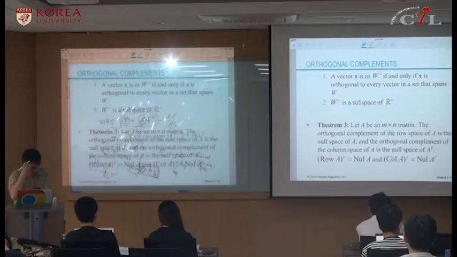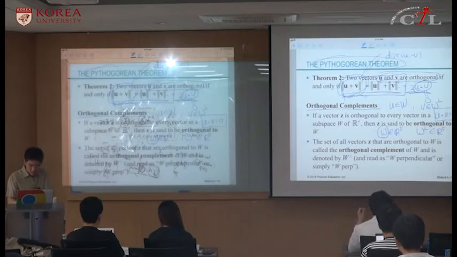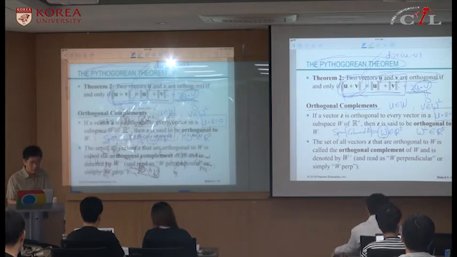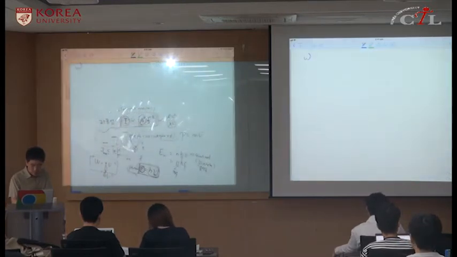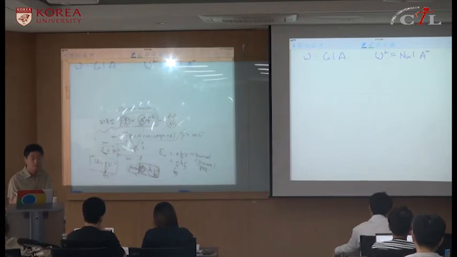Okay, and just to remind you guys, suppose W is basically the span of the columns of A. So basically we consider the column space of A. Suppose W is the column space of A, okay? And then what is the orthogonal complement? This is basically the null space of what? A transpose, right? So this is what we studied previously.